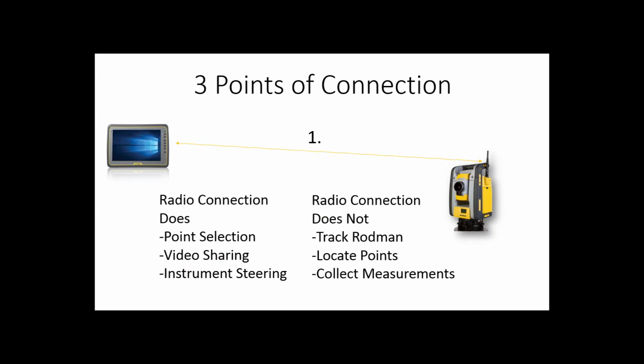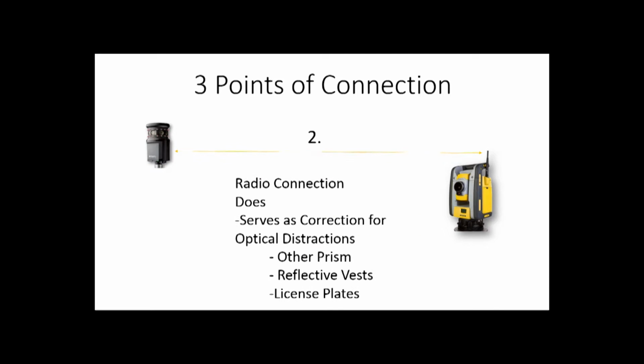The first connection is a radio connection between the tablet and the instrument. This allows point selection, video sharing, and instrument steering. The radio connection does not allow tracking of the Rodman, locating points, or collecting measurement data. The second connection is a radio connection between the prism and the instrument. This serves to keep the instrument focused on the prism when other reflective items are present.